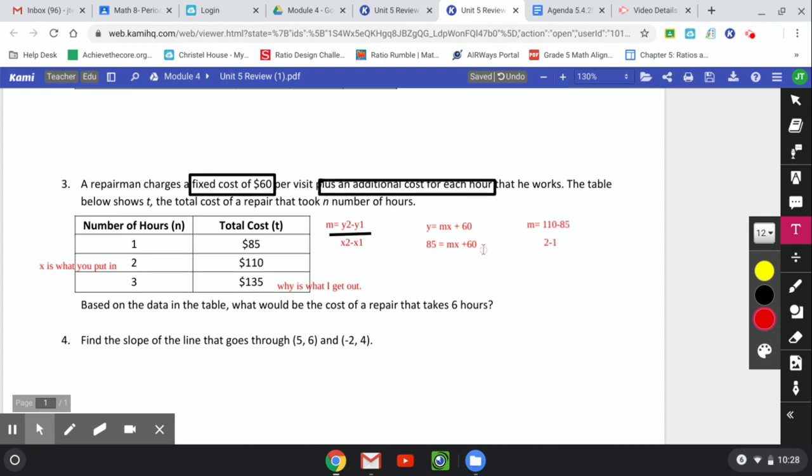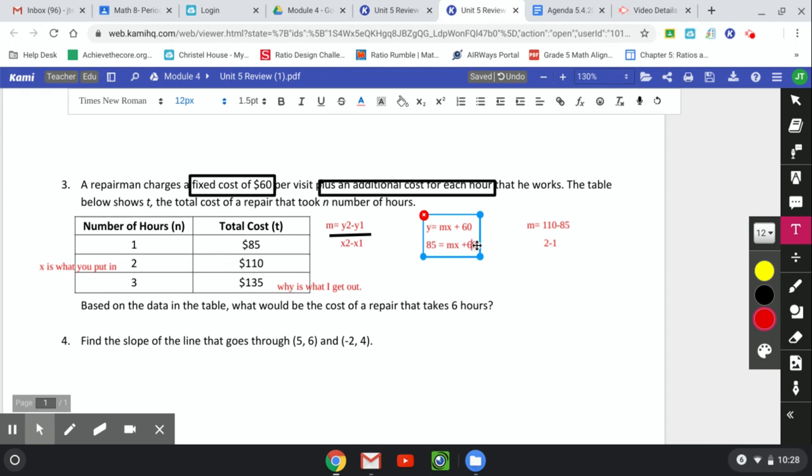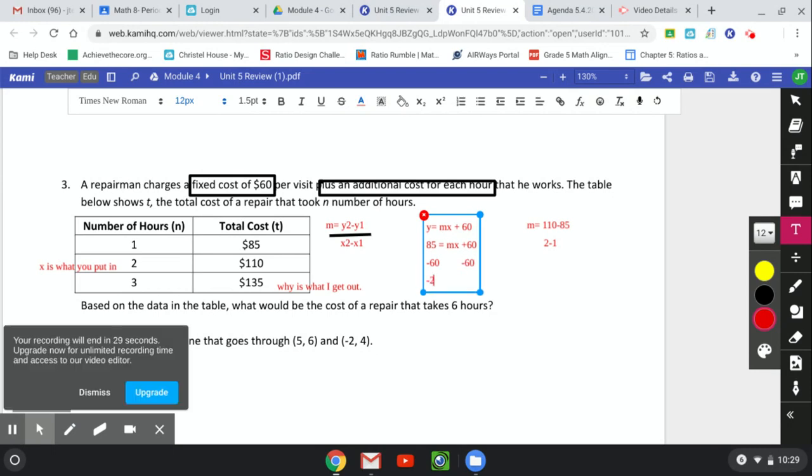And we're going to see if that is going to give us this right here. So remember, if we continued with this and we subtracted 60 from both sides, so minus 60 equals minus 60, that would give us negative 25 is equal to negative 25.